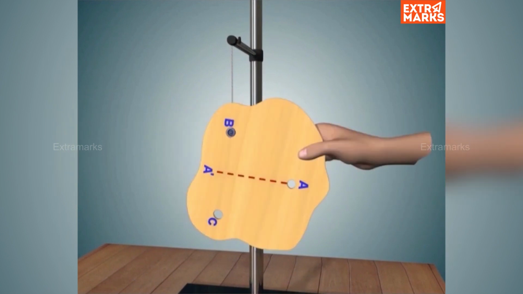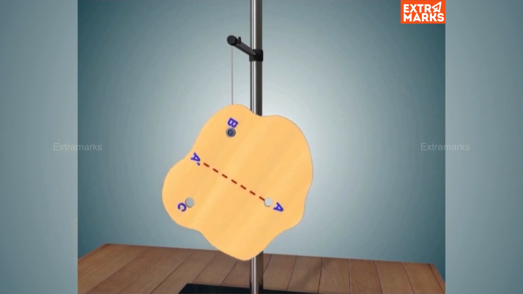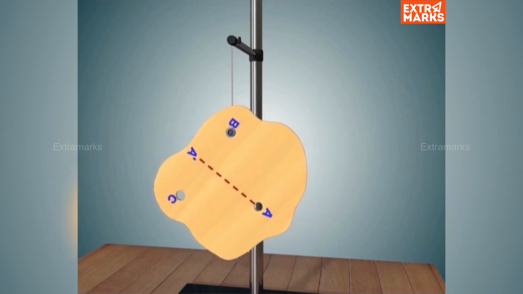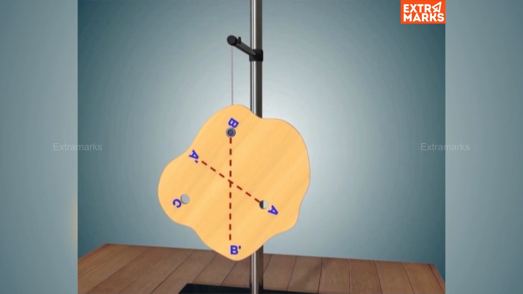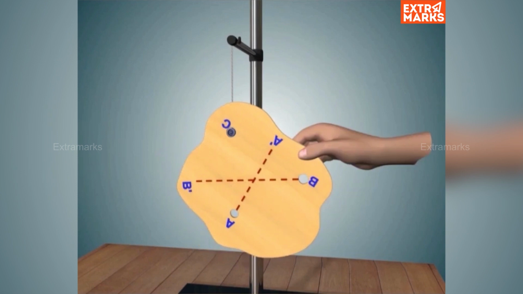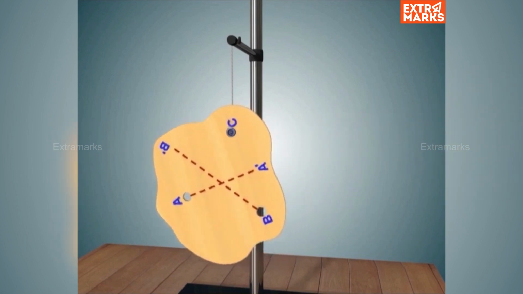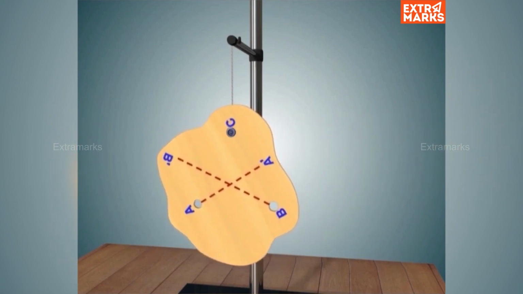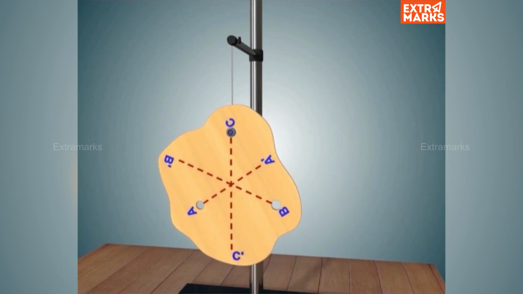Now hang the lamina from pivot B and draw the vertical line B'. Similarly, hang it from pivot C and draw the vertical line C'. We observe that the 3 vertical lines intersect at a common point G. This common point G is the center of gravity of the irregular shaped lamina.